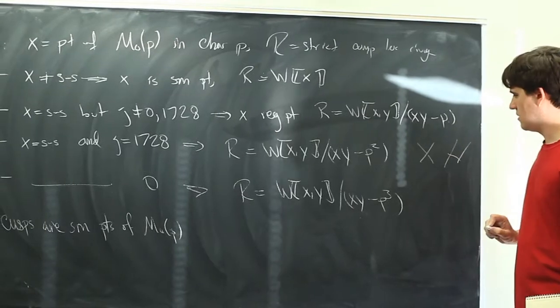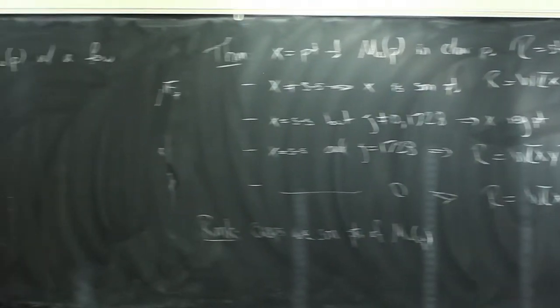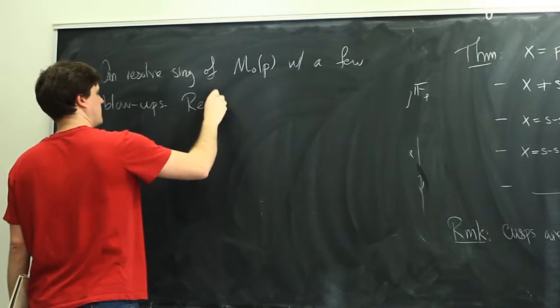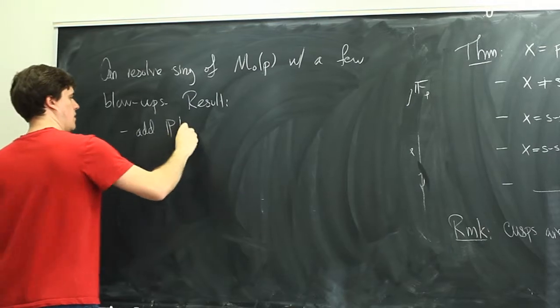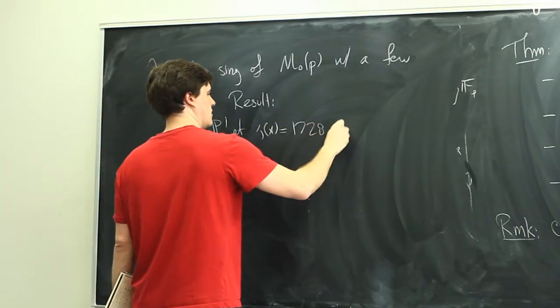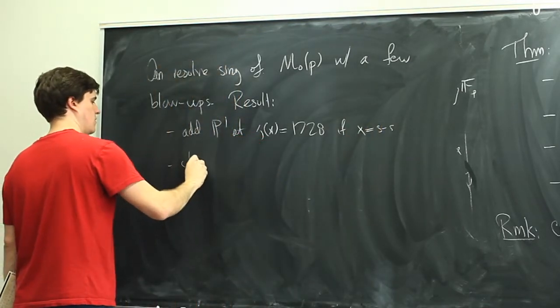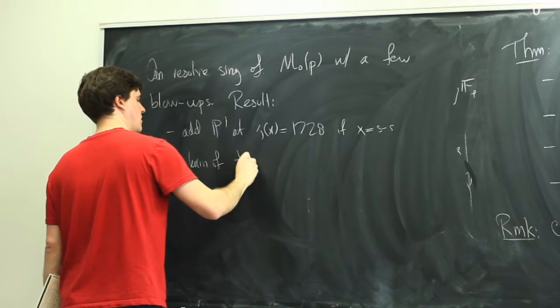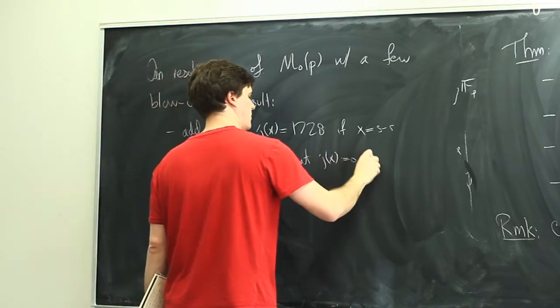So it's something like that. And here you add two P1s. So the result is that you add a P1 at j(X) equals 1728, if X is supersingular, and a chain of two P1s at j equals 0, if X is supersingular.